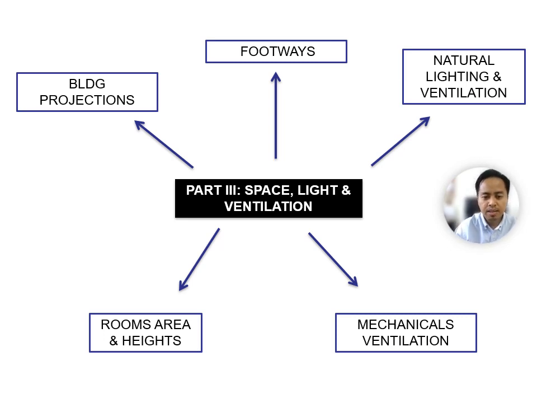Part 3, space, light and ventilation, is the most important for architects because architects design space complete with lights and ventilation. Under Part 3, there are 5 areas that we have to pay attention to. The first one is building projection. Next, the footways. Third, natural lighting and ventilation. Next, mechanical ventilation. And last but not least, room areas and heights.